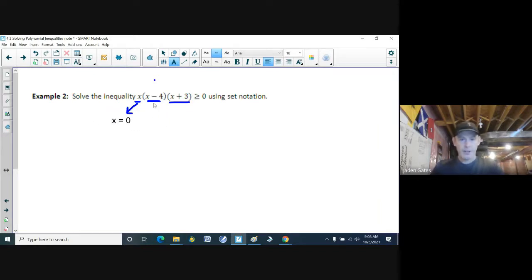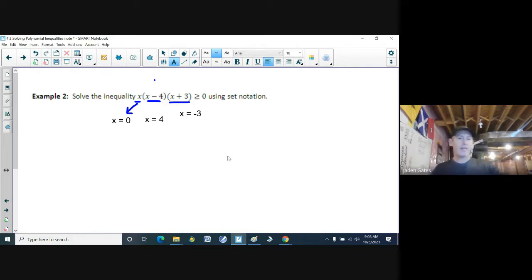The other x-intercept, I have the x minus 4. Well, what x value would make that equal to 0? Well, x equals 4. All right, now the next part, we have x plus 3. Which x value would make that equal to 0? Well, x equals -3. All right, so now we've solved it.